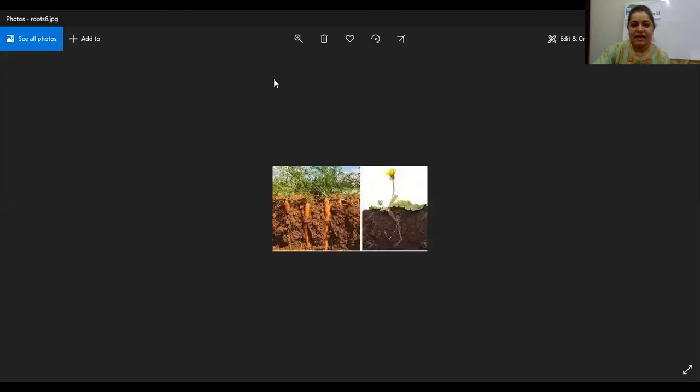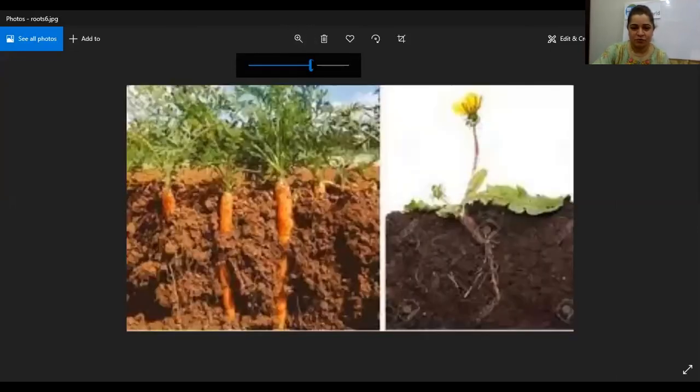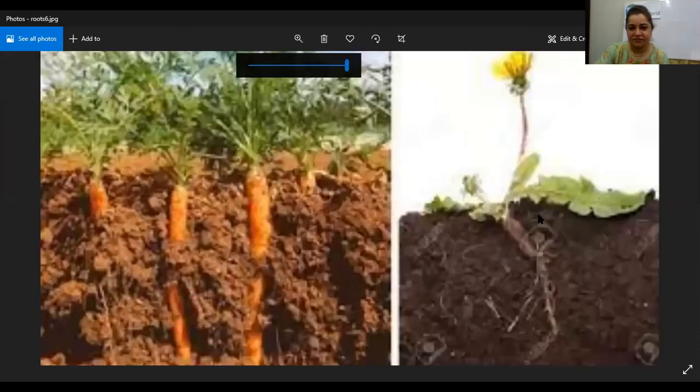Now see how I look at that. Now these are the taproots. Now can you see the difference? See the taproots. What are the taproots? Yeah, this is carrot. See, this is under the soil. Can you see this? Yes, that's under the soil, and that is the root of the plant.